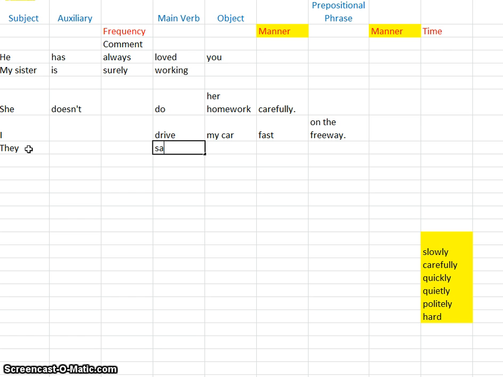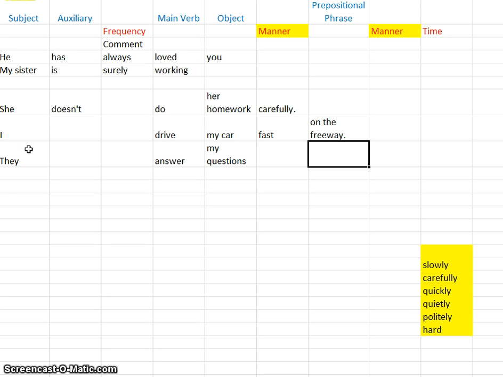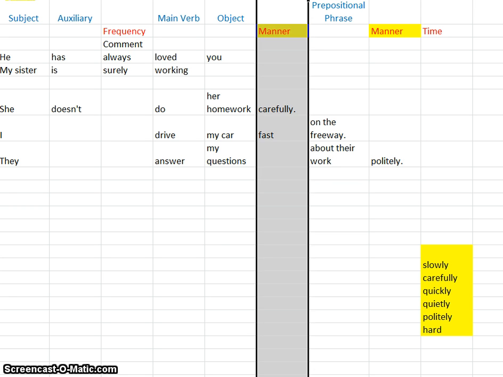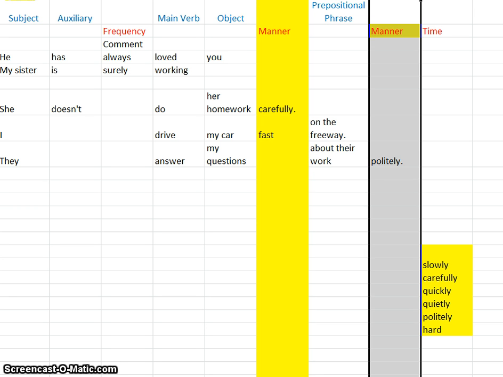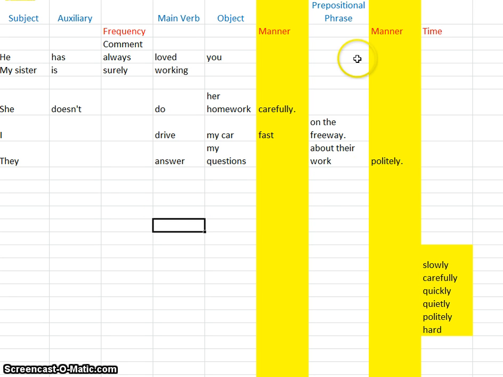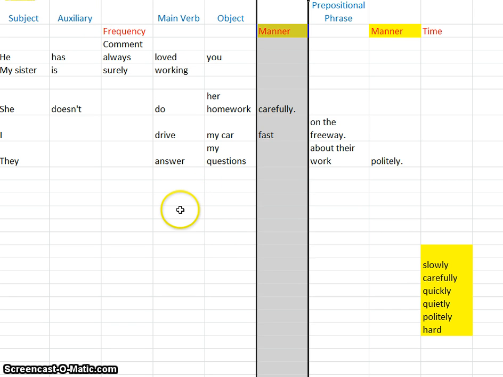They answer my questions about their work politely. How they answer my questions about their work is politely. So these adverbs of manner can go before or after the prepositional phrase, but definitely after the subject, verb, and object.